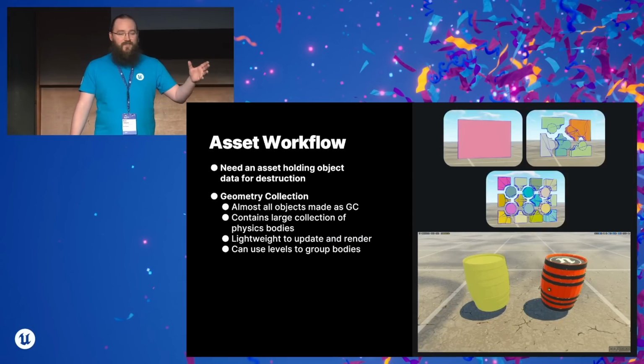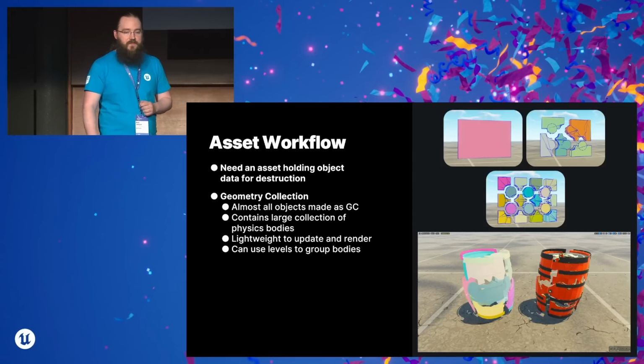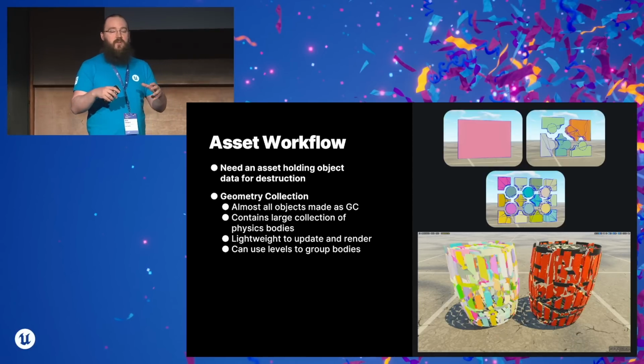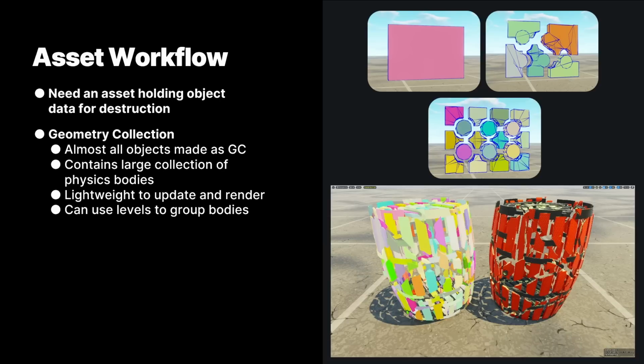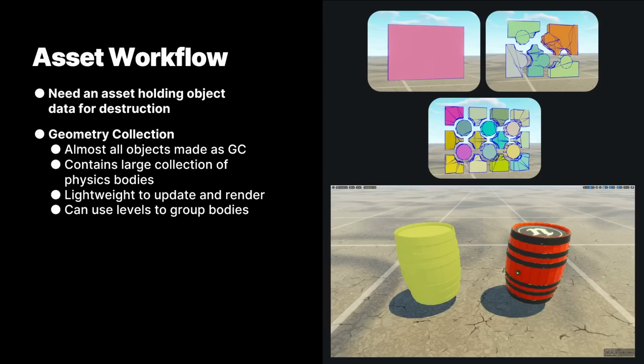So we needed an asset to hold the object data. Geometry collections should be familiar to anyone using destruction with chaos physics currently. They are a collection of physics bodies that all update and render together in a lightweight fashion. They render each piece rigidly skinned, and we can use clustering levels to group them together into larger masses for simulation.